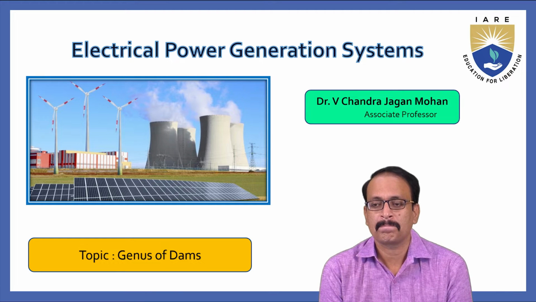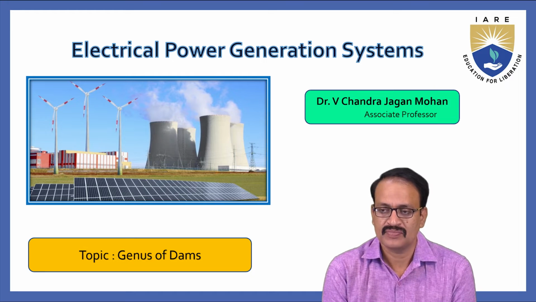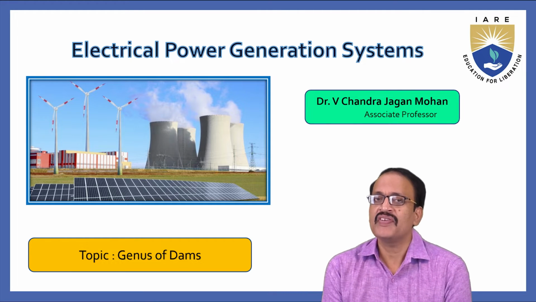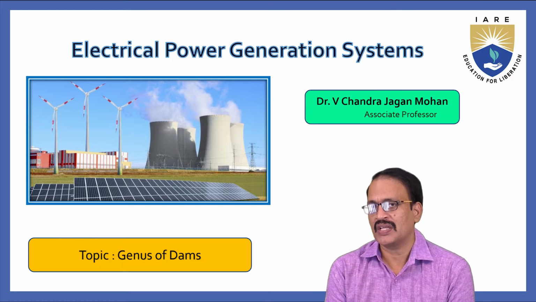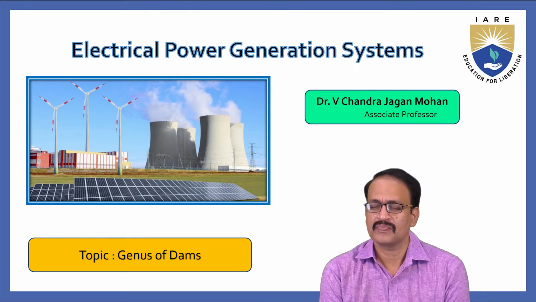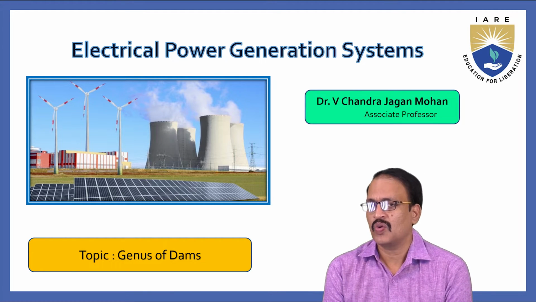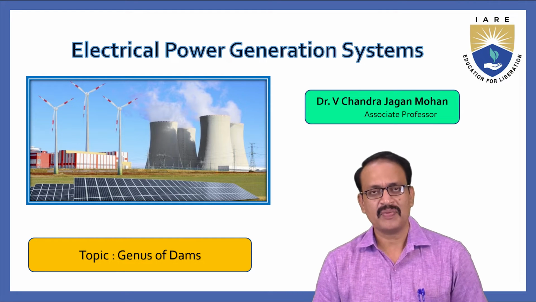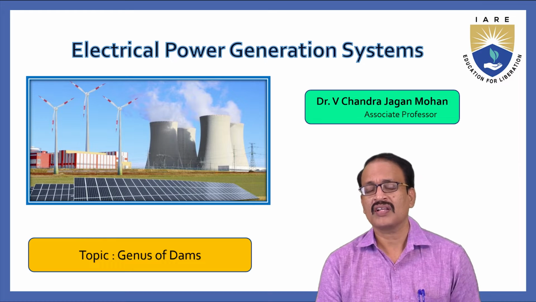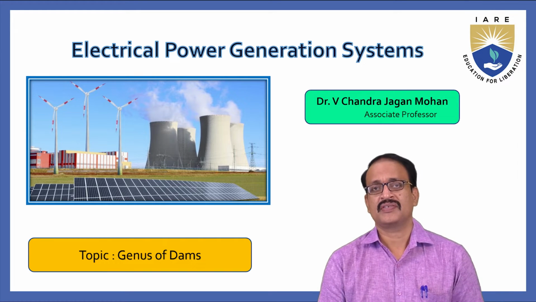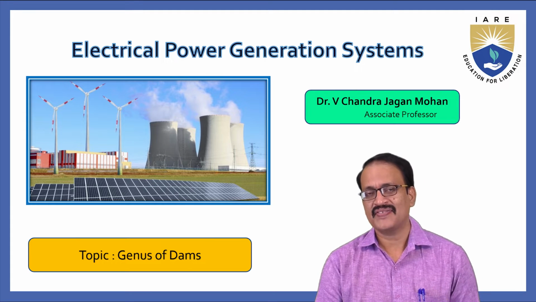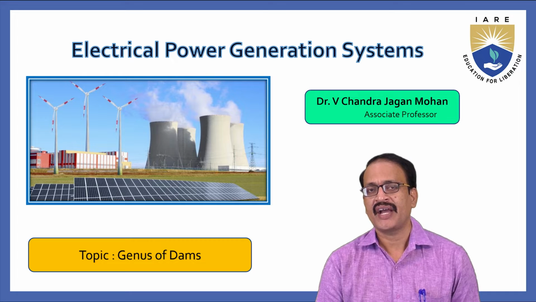So if you construct a hydro plant, it is beneficial from so many angles. If you are constructing wind power or coal power, the purpose is only to produce power. Here we are getting cheap power, along with the other benefits of agriculture and drinking water, and you are getting the cheapest and cleanest form of power without any pollution. So the dam is the basic need for producing hydropower.